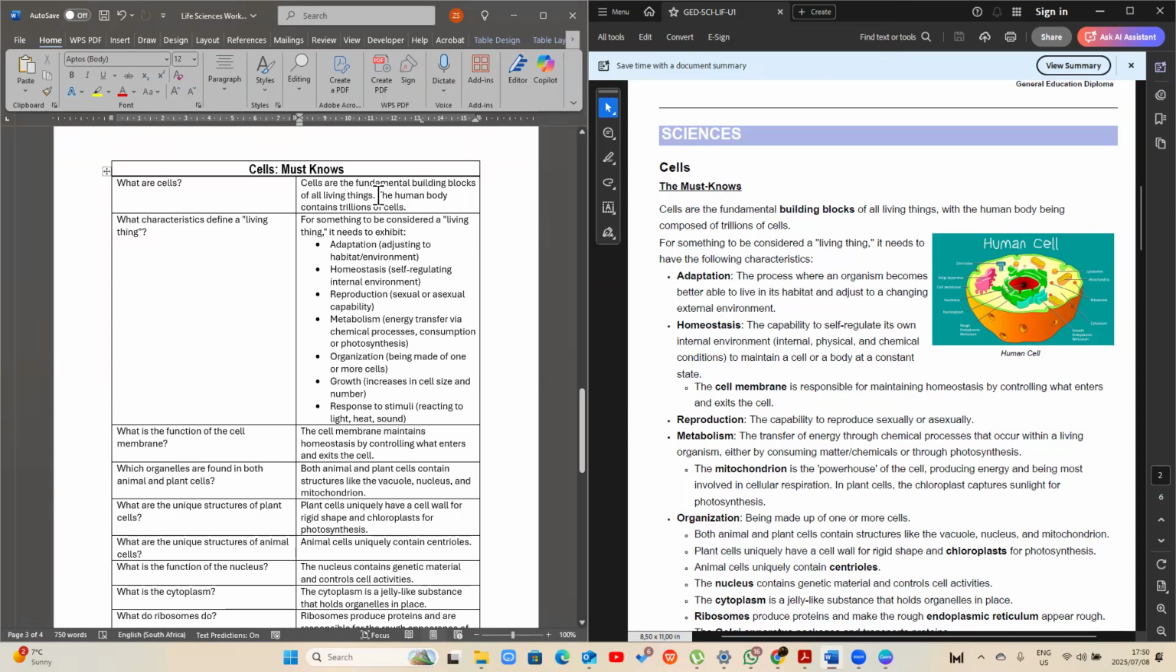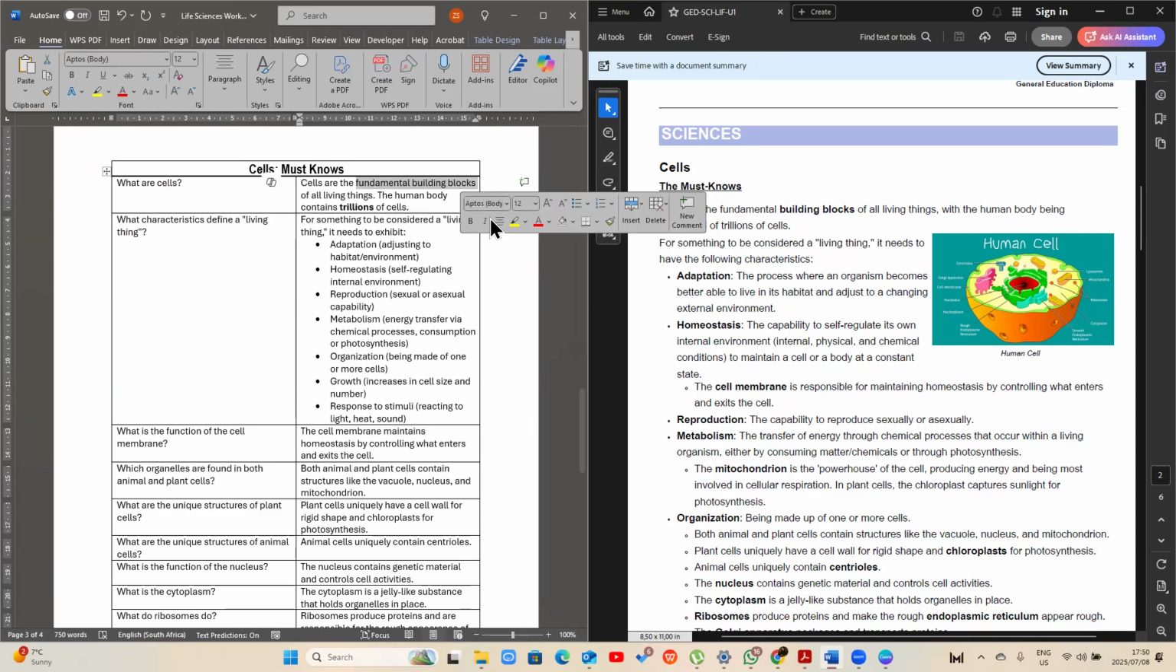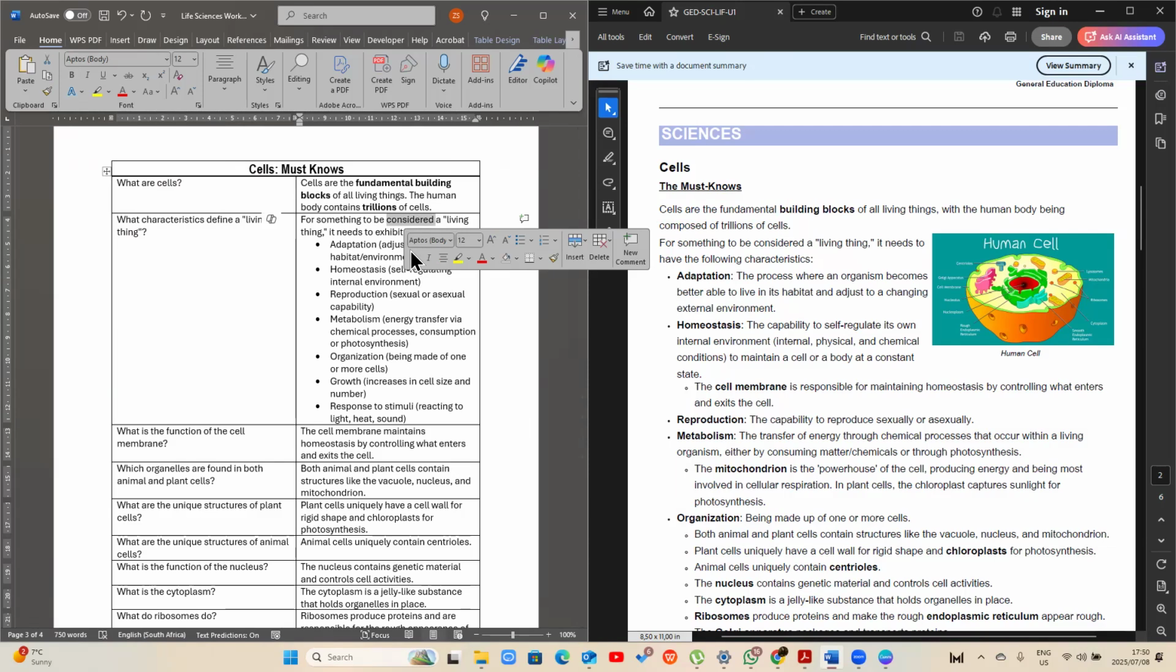Now, the human body itself contains trillions of cells, and that is what makes us multicellular. So, these are what cells are. Cells are the fundamental building blocks of all living things. And a living thing is something that needs to follow a checklist. So, we need to take a look at what are the characteristics that define something that is alive, a living thing. For something to be considered living, it needs to follow 7 different characteristics.